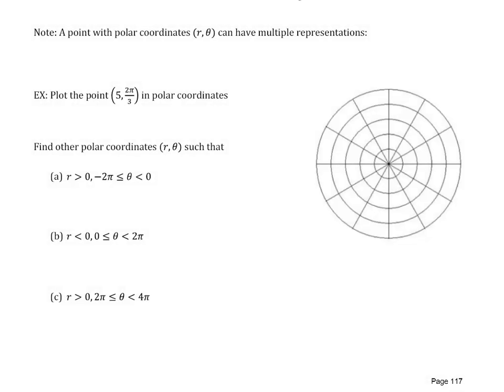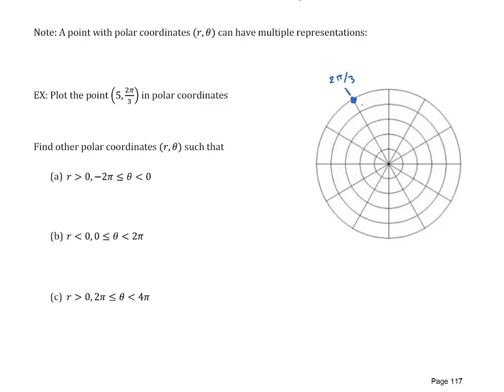There is one interesting point to be made about the polar coordinate system, and that's that unlike the rectangular coordinate system, a point with polar coordinates can actually have multiple representations. To illustrate that, let me start by plotting the point 5, comma 2 pi over 3. Now 2 pi over 3 we know is right here. This is 2 pi over 3, the angle. And going 5 out in that direction, 1, 2, 3, 4, 5, puts me right there on this point.